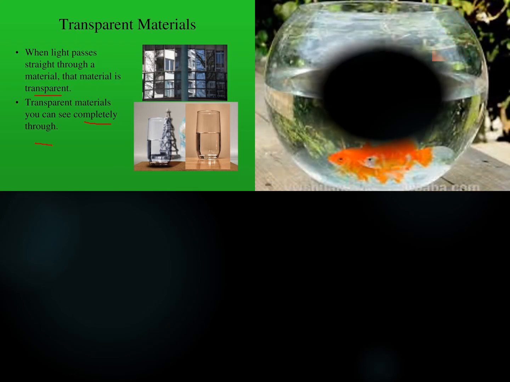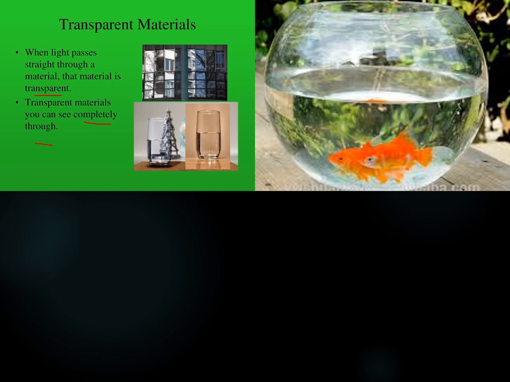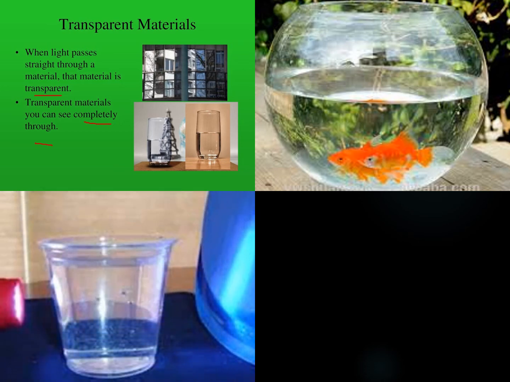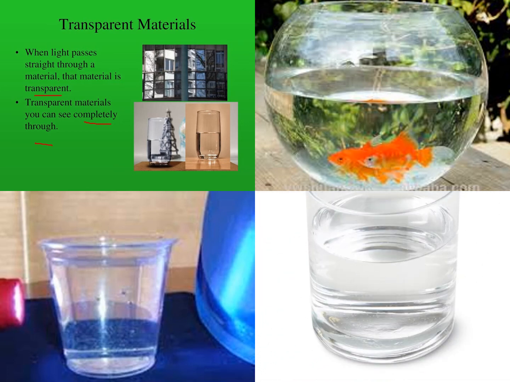For example, here this is a transparent material because you can see the fish and water and also trees clearly. Also, clear water is a transparent material. Here, clear plastic glass is also a transparent material. Here also a glass of water is a transparent material.